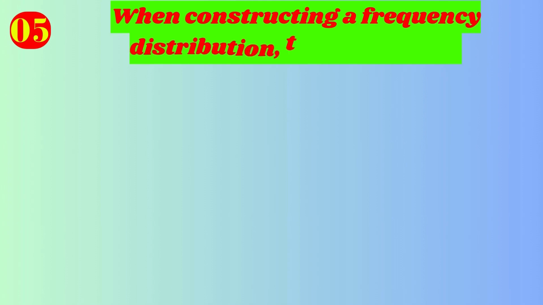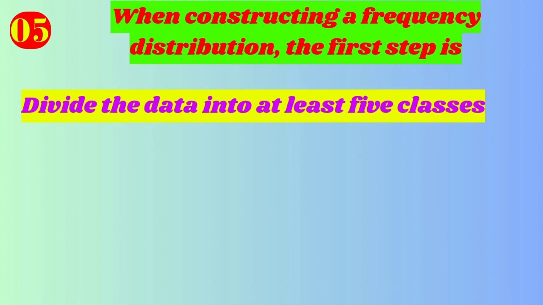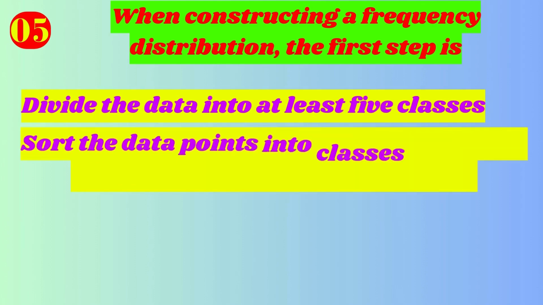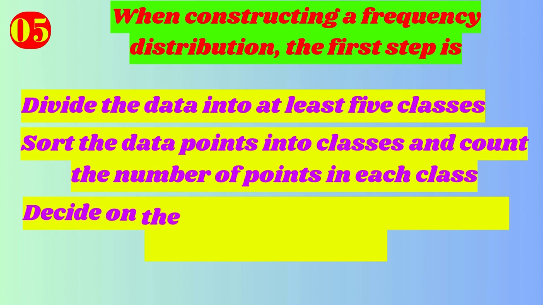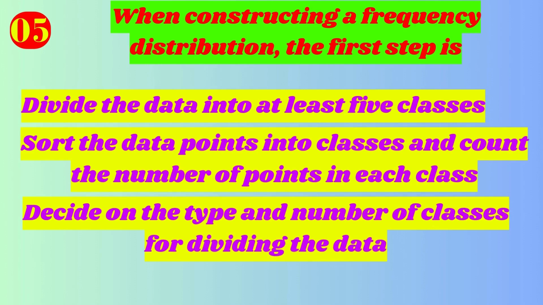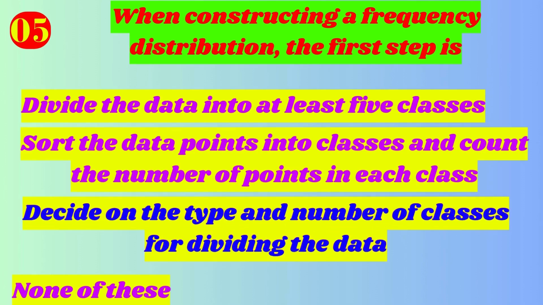When constructing a frequency distribution, the first step is: divide the data into at least 5 classes; sort the data points into classes and count the number of points in each class; decide on the type and number of classes for dividing the data; none of these. The correct option is decide on the type and number of classes for dividing the data.